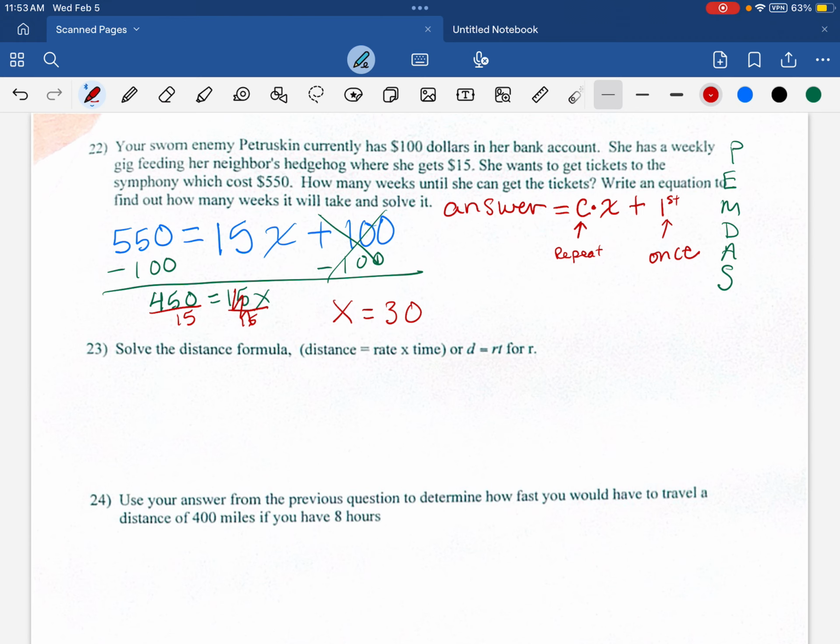Trust yourselves, you guys. So the answer here is my sworn enemy, Petruskin, needs to work for 30 weeks before she has enough to go to that symphony.